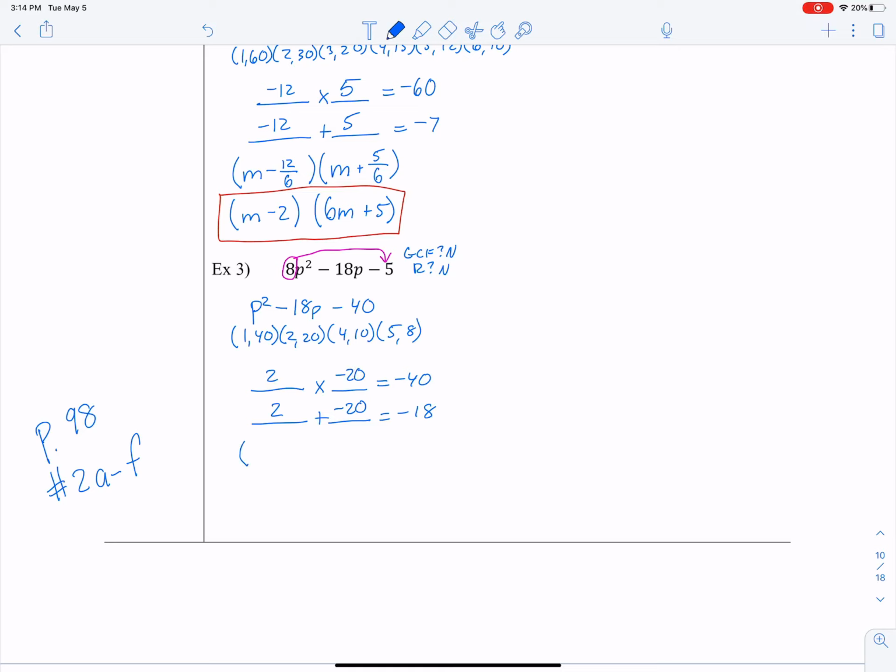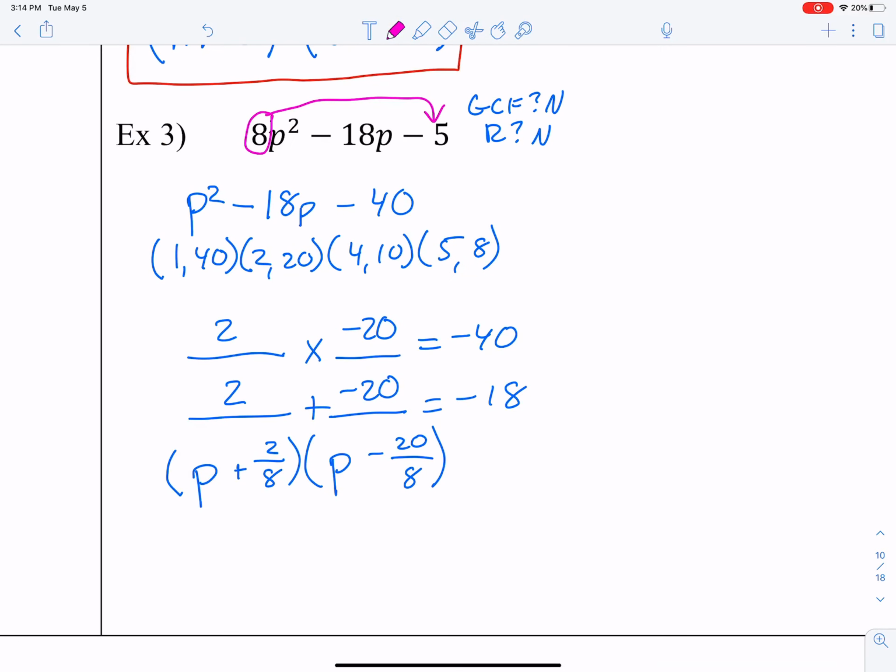So now I'm going to do my brackets. P plus 2 over, P minus 20 over. So I look at what I circled in step 1. It was an 8. 2 over 8, 20 over 8, like this. Now I look to see if I can simplify my brackets. So 2 over 8, yes, I can simplify that, but I can't remove it completely. I can divide the top and bottom by 2. Divide by 2, divide by 2.